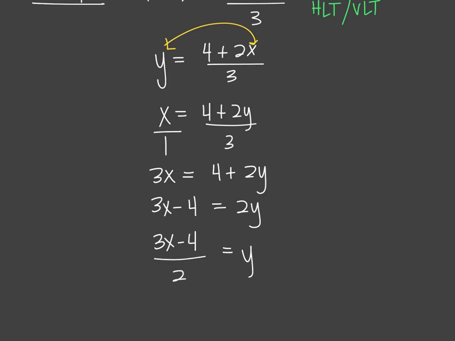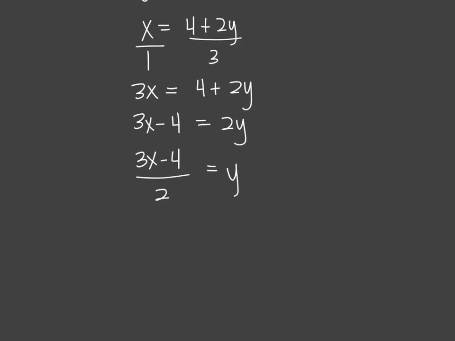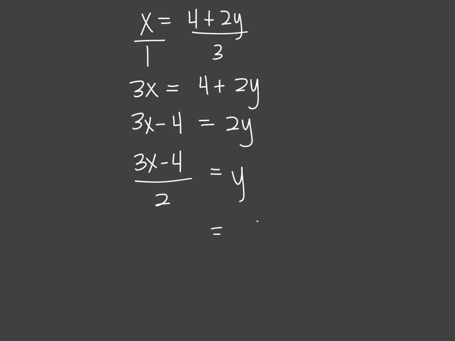And y was only temporary. Y was replacing f of x at the beginning, so I need to replace it back. But when I replace it back, I replace it with the inverse because I just completed the inverse process. So we finish with 3x minus 4 over 2, and that is equal to the inverse.